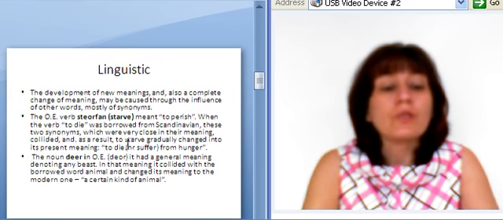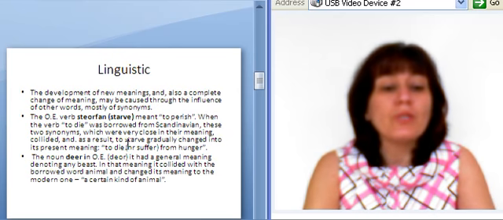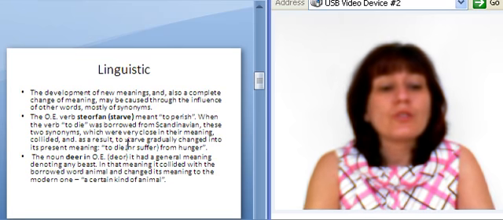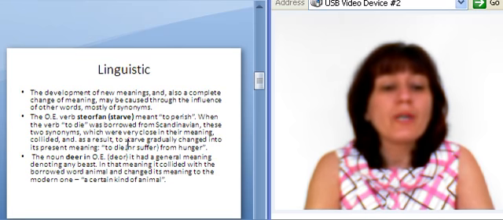Linguistic causes. The development of new meanings and also a complete change of meaning may be caused through the influence of other words, mostly of synonyms. In Old English, the verb starve meant to perish. When the verb to die was borrowed from Scandinavian, these two synonyms, which were very close in their meaning, collided, and as a result, to starve gradually changed into its present meaning, to die or suffer from hunger.